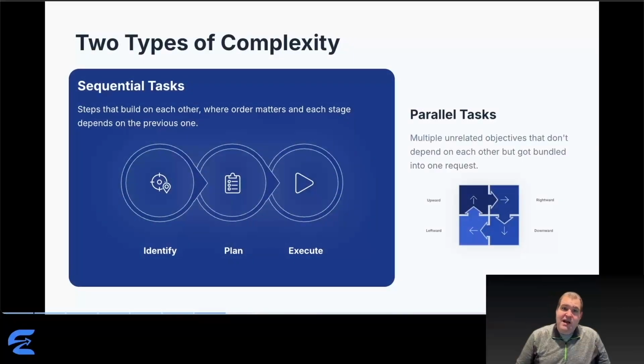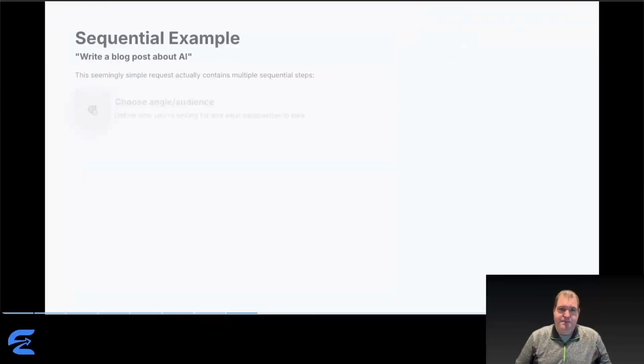Now, not all complex tasks are the same. There are actually 2 different types of complexity, and recognizing which one you're dealing with helps you decompose effectively. Sequential tasks are steps that build on each other. Think of baking a cake. You can't frost it before you bake it. Order matters. Each step creates the foundation for the next. Parallel tasks are multiple unrelated objectives that got bundled together. They don't depend on each other, but they all got lumped into one prompt because they're vaguely related to the same topic. These need to be separated and handled individually.